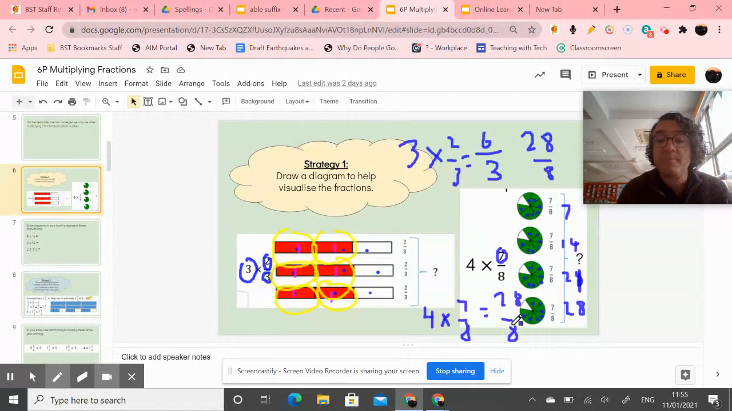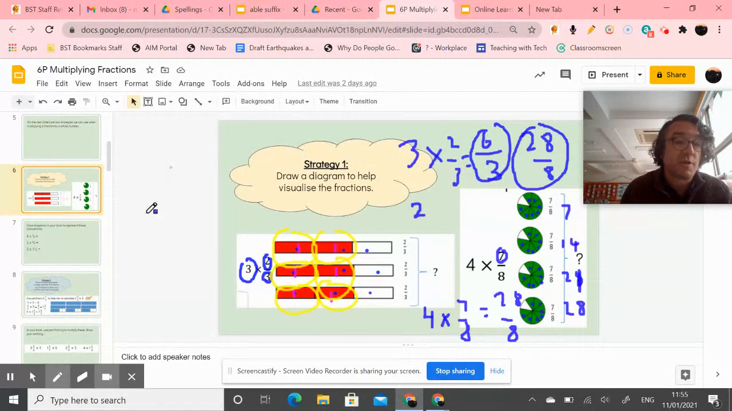Now, one thing I didn't mention is you can, of course, change this to a mixed number if you want, or you can change this to a mixed number, or you can leave it as an improper fraction. It doesn't really matter. So I could leave it 6/3, for example, here, or I could change it to 2, because actually that's what it is. It's 2 wholes, 6/3. Okay. So that's up to you. You don't have to, though.